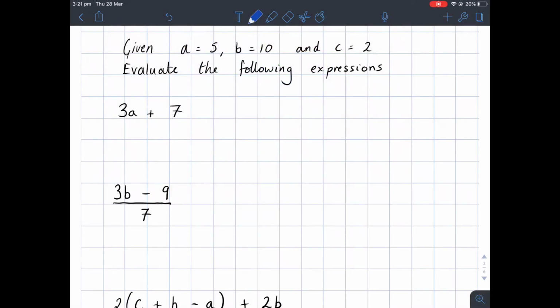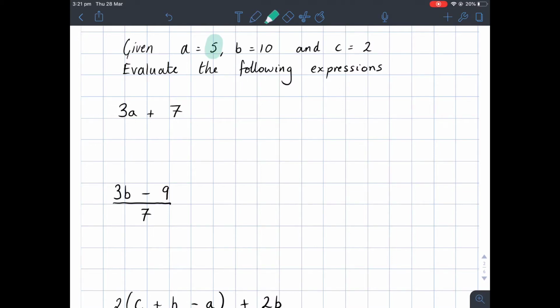Okay, so here we're going to look at how, when we are given an expression or a formula, we can evaluate that when given different values for our variables. So in this particular instance here, we're given that a is equal to 5, b is equal to 10, and c is equal to 2. Now, just because we've said that a is 5, b is 10, and c is 2, doesn't mean they're fixed. We could change those values if we wanted to.